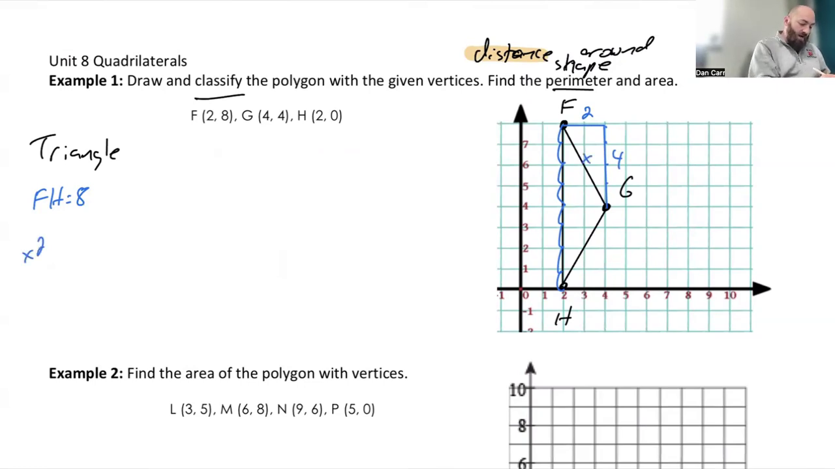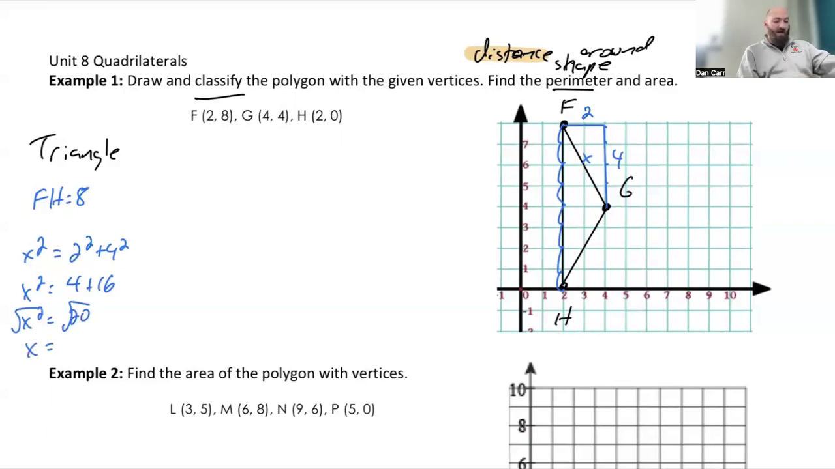So x squared is equal to 2 squared plus 4 squared. So that's going to be 4 plus 16, which gives me 20. And then I square root that. So I take the square root of 20, and that comes out to about 4.47. Now, if I look at the other length, FG is equal to 4.47.